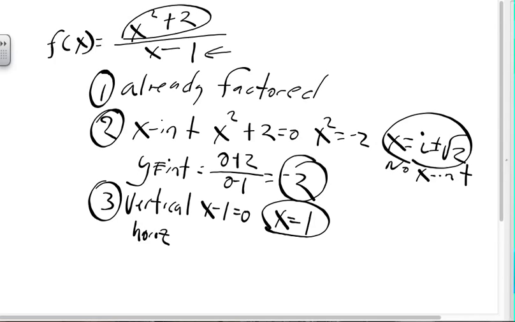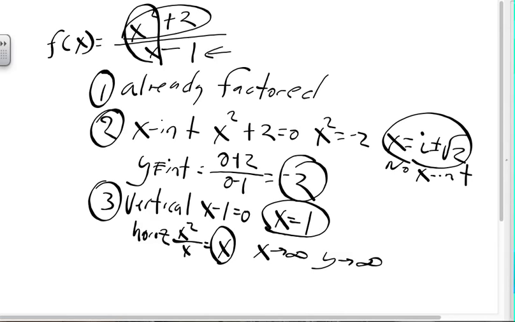Let's take a look at this. We're just interested in the big ones. x squared over x, which is x. So what this means then, as x goes to infinity, y is going to go to infinity. This also means this thing's going to act like a line with a positive slope. So as x goes to negative infinity, y is also going to go to negative infinity. So we've got those.